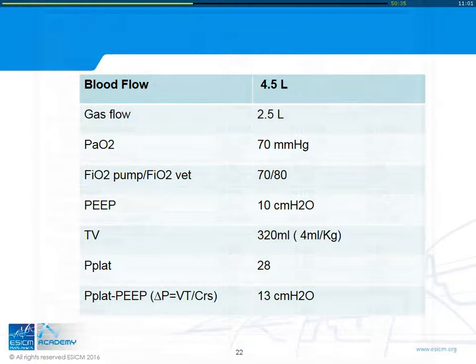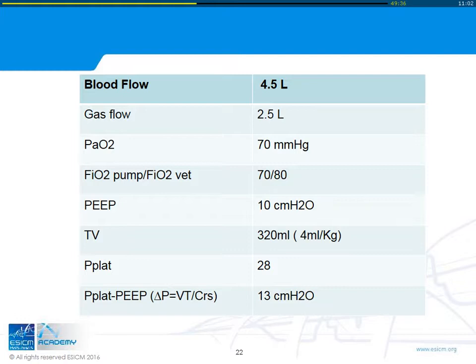Whatever the final decision, the patient was put on ECMO, and the blood flow is 4.5 liters. The gas flow, or sweep flow, is 2.5 liters. The PaO2 is 70 millimeters of mercury now. The FiO2 of the pump is 70, and the FiO2 on the ventilator is 80%. PEEP is 10 again. Tidal volume is quite low, 3.24 ml per kilogram body weight. Plateau pressure is 28, and the driving pressure is 13. So I think it's a good success somehow. What do you think, those who use ECMO, about whether this can be an acceptable achievement?